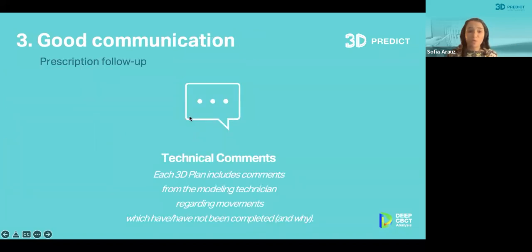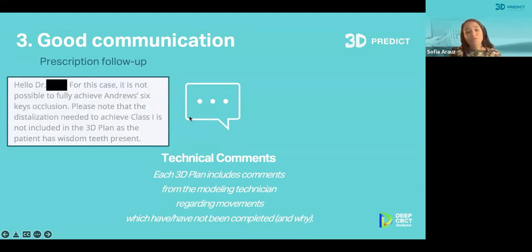Now, the third step is communication with your technician. After you submit your prescription, your technician is going to come back with comments. Sometimes doctors go directly to the 3D plan. They skip reading the comments from the technicians, and then they don't understand, well, why wasn't my prescription followed? Or, I didn't request this. And sometimes the technician is telling you that in the comments and clarifying for you.